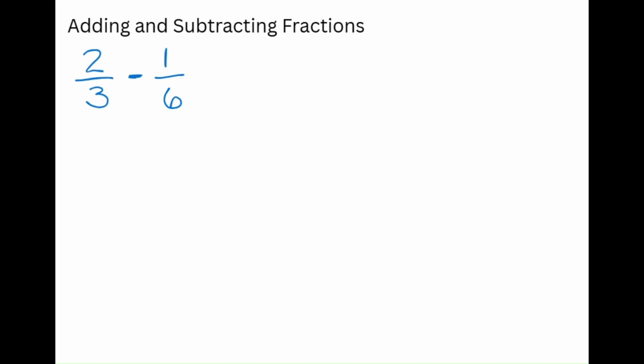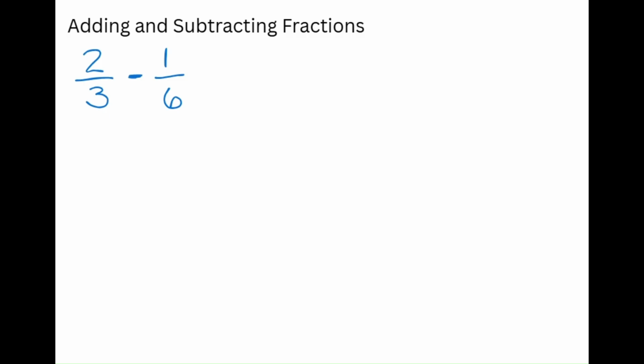The thing that is important that you have to do for adding and subtracting is getting a least common denominator, or just any common denominator for that matter, to solve these. So I'm going to talk about going through the steps, but the biggest thing is understanding that whatever sign is there, that's the operation you need to do at the end of the problem.